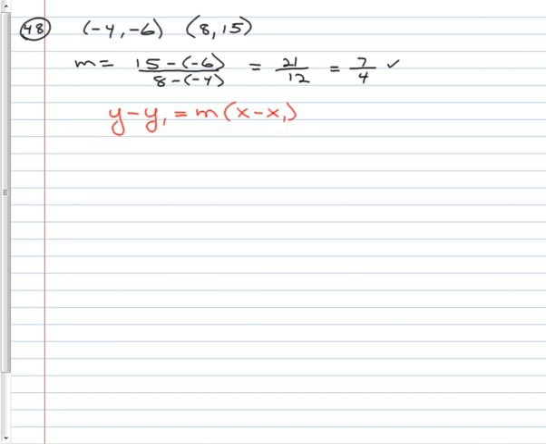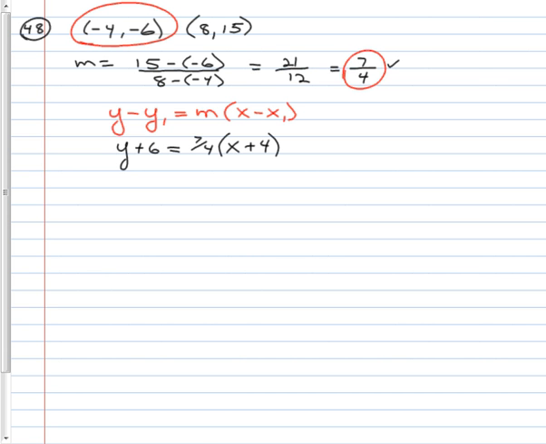So we figured out the slope. What point do you want to use? First one, sure. Does not matter. So y minus a negative 6, I'm going to put what instead of minus a negative 6? Plus 6 equals our slope, 7/4 times x plus 4. Minus a negative 4, minus a negative is plus 4.